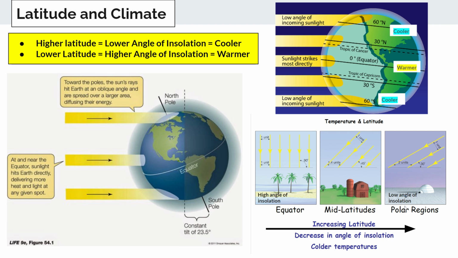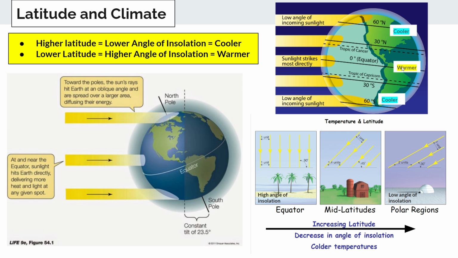And this is another example. In polar regions, the angle is much lower, right? It's not a 90-degree angle like you see by the equator, where the sun is directly above your head. It's more at a lower angle, coming from the sides almost. If you were to shine a flashlight from the side, it would be spread out and be less intense.